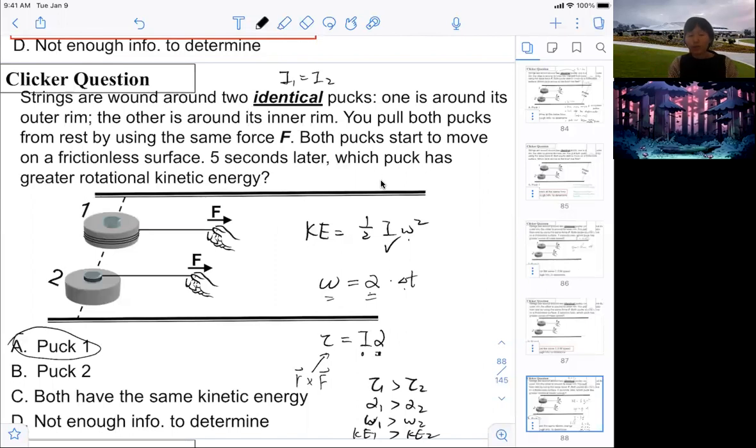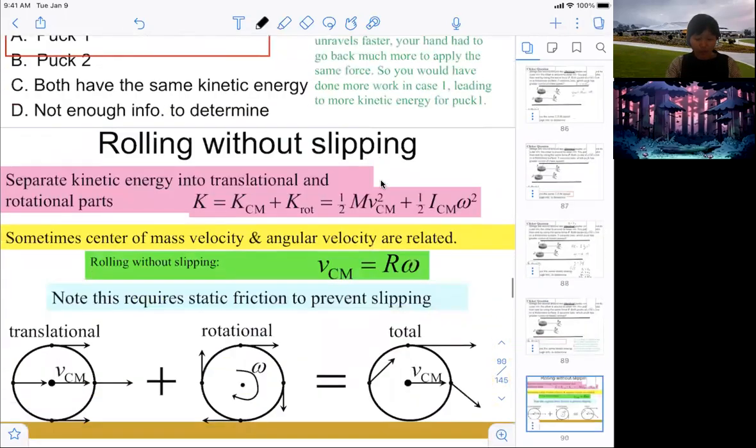And you're translating that work into the kinetic energy of the rotation for part one. Okay, so part one is correct for this problem.